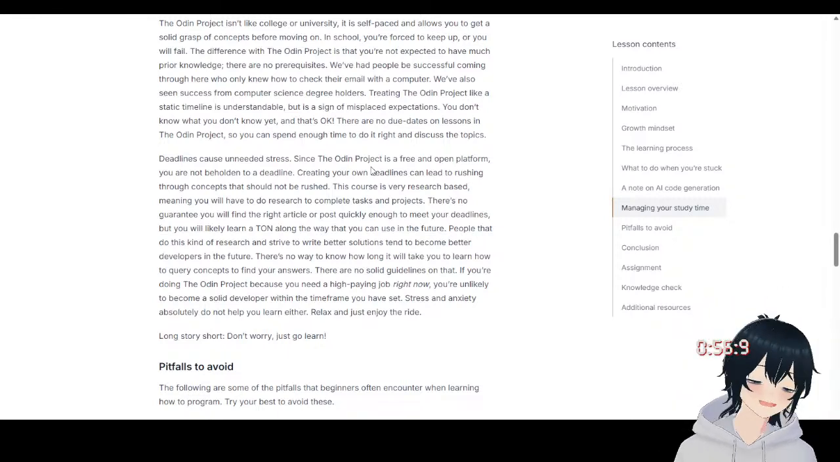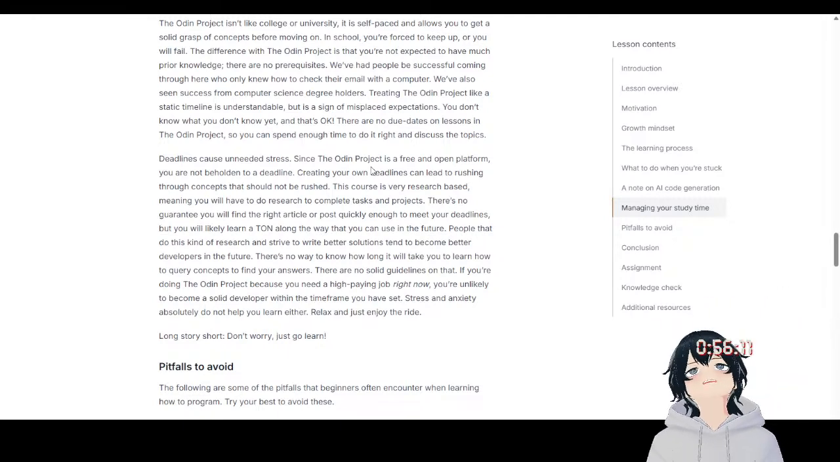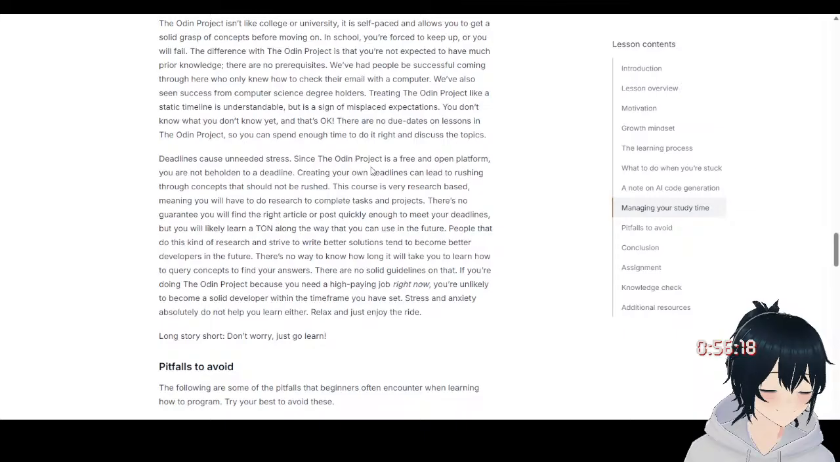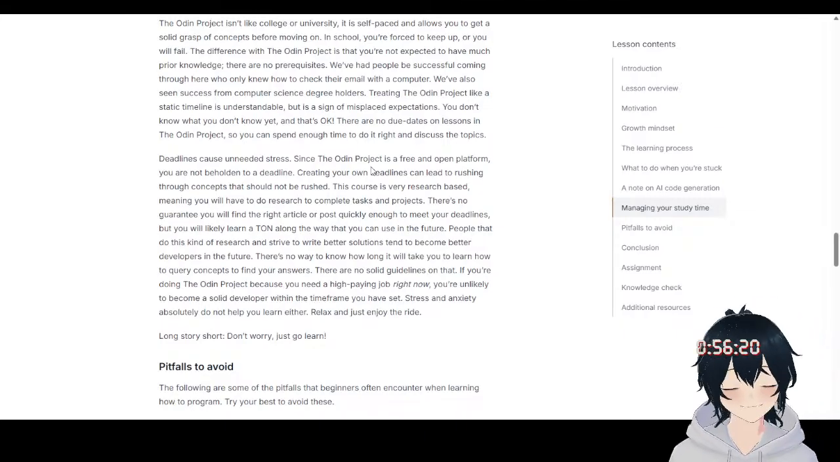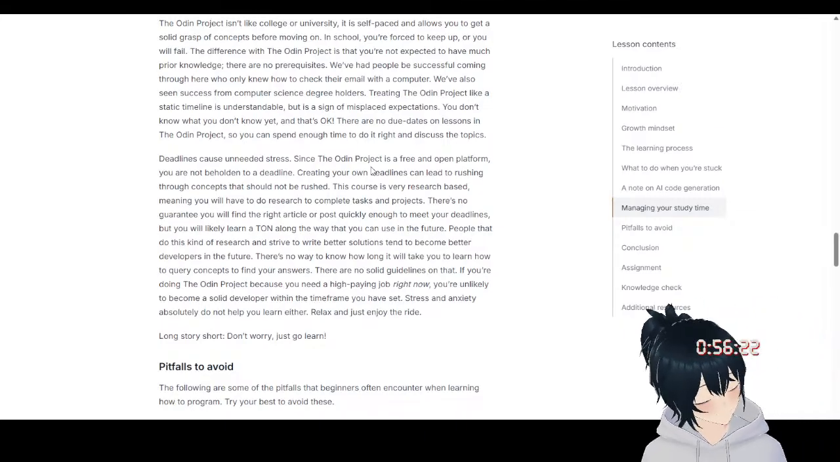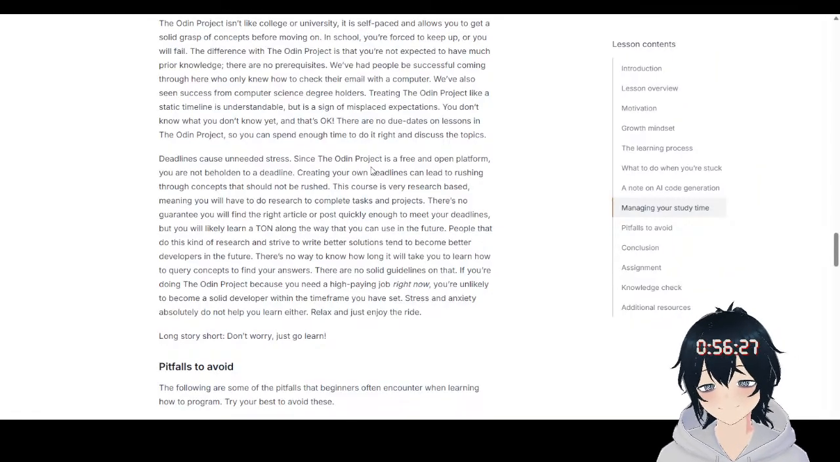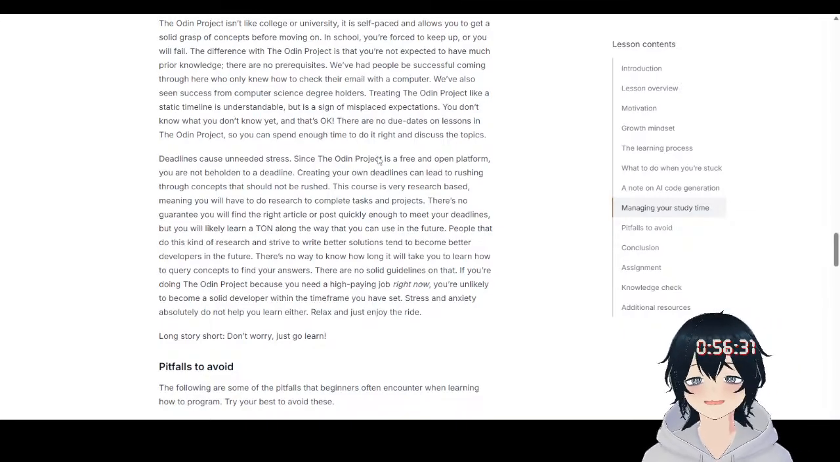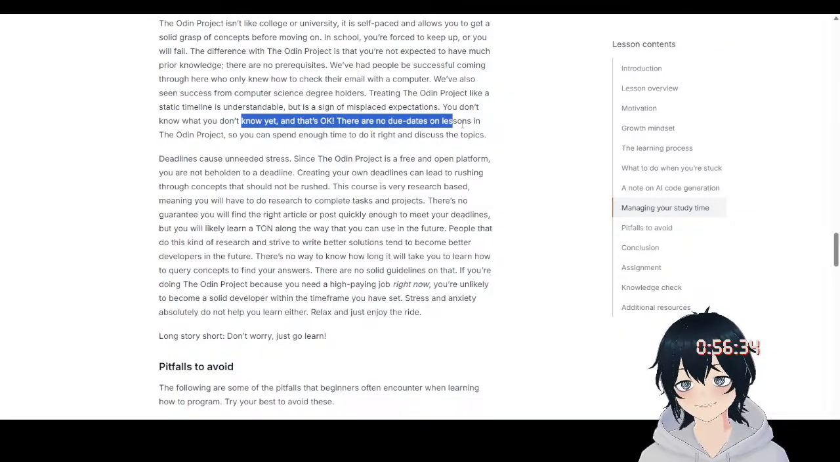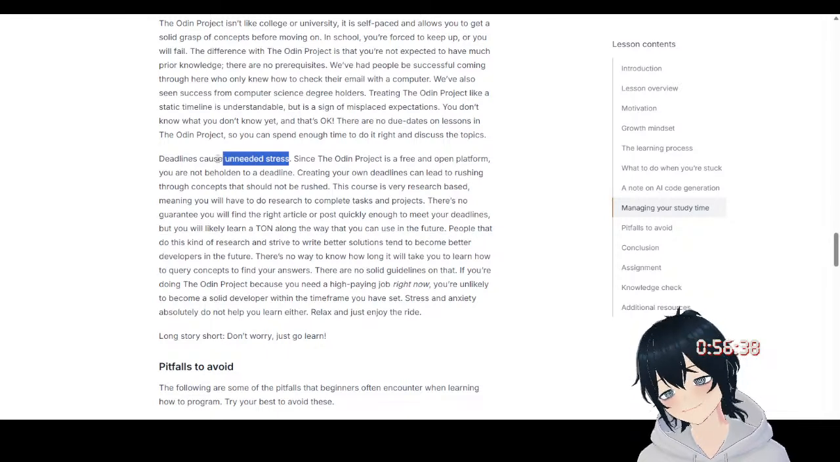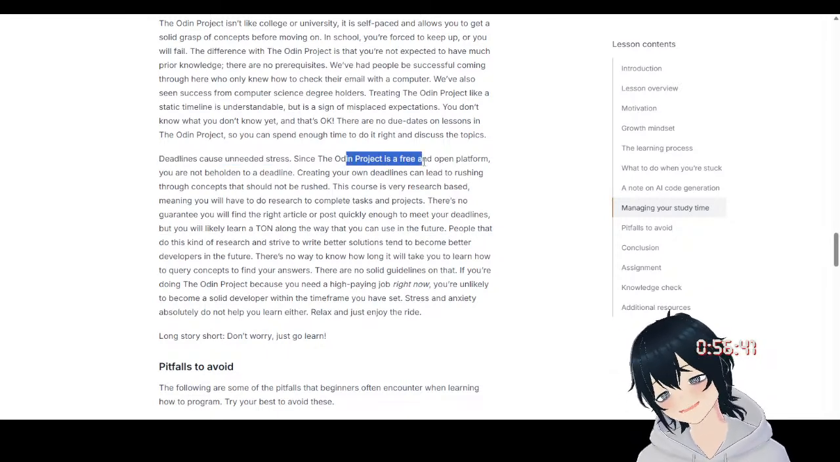Still pisses me off when I was studying at the living room and I was doubted for even studying. I was 100% focused until my focus was broken. Some mismatch of expectation, yeah, that's okay. Deadlines cause unneeded stress. Yes and no, I guess.